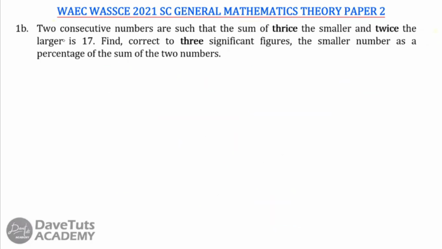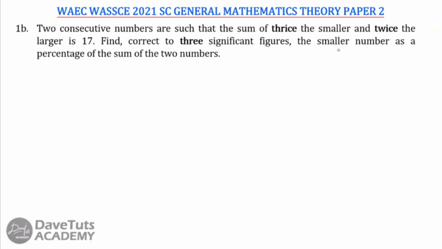Here in this word problem, we're told that two consecutive numbers are such that the sum of thrice the smaller and twice the larger is 17. We are to find, correct to 3 significant figures, the smaller number as a percentage of the sum of the two numbers. So let's not be intimidated. Let's just take this piece by piece. If you take those two numbers to be x as the first one, we are told that there are two consecutive numbers. So the next one will be x plus 1.